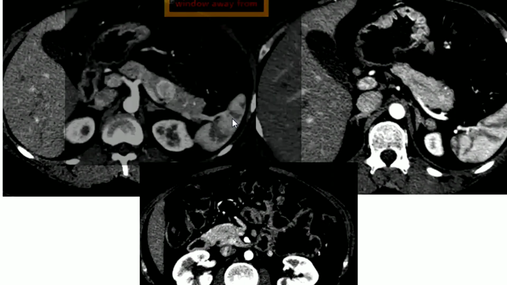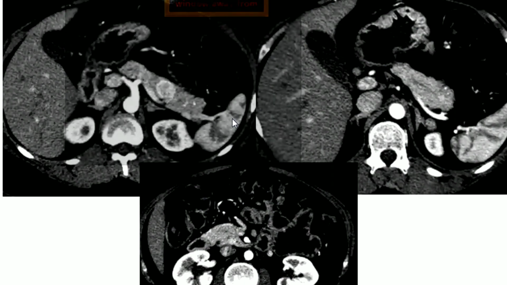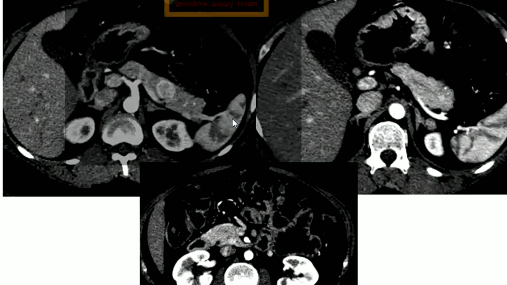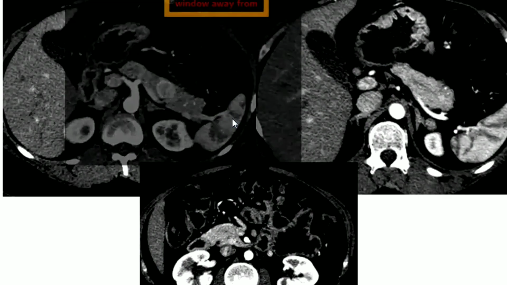Any idea what other examination can confirm the intrapancreatic splenule? Any idea? Sulfur colloid scan. Excellent. Sulfur colloid scan. And also we have to exclude another lesion. This is part of the duodenum, second to third part of the duodenum. There is another tiny, small enhancing lesion here.